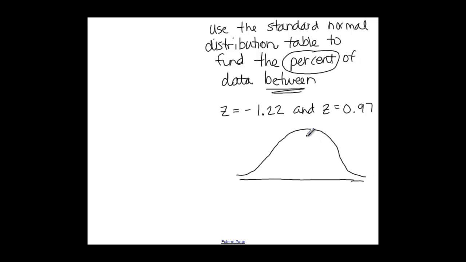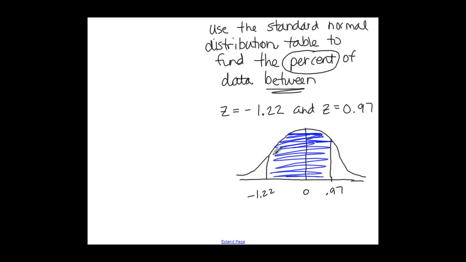Just do a quick sketch, remembering that the mean is in the middle with a z-score of 0. We've got a z-score of a negative 1.22. We know that's to the left of the mean. And a z-score of 0.97, so real close to a z-score of positive 1. Okay, so we want to find this area.